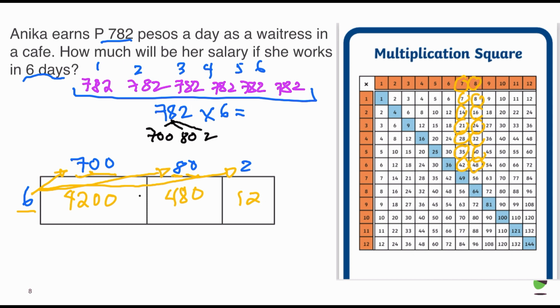Now, the last thing we need to do is add it all together. 4,200 plus 480 plus 12. So, how much is Anika's salary if she works 6 days in the coffee shop? So, Anika will earn 4,692. Do we have the same answer?